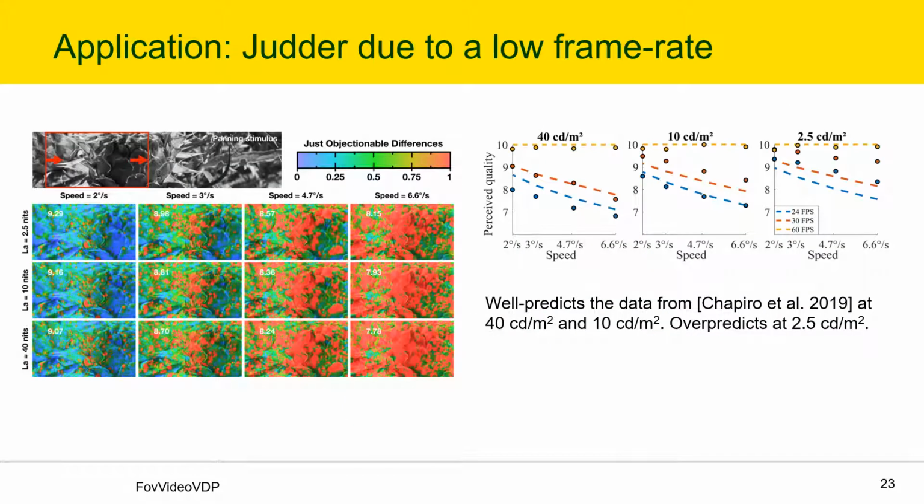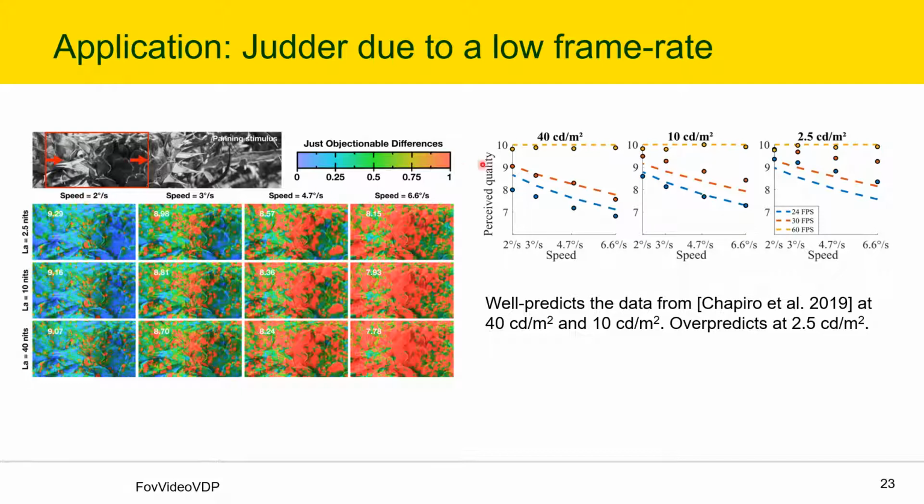We did not want to just show that the metric works well on a data set, but we really wanted to test the metric on practical and useful applications. In the first application, we predict how a low frame rate is causing video to appear juddery or non-smooth. This is based on the data from the paper by Chapiro and his colleagues, in which they pan an image at certain speeds and at certain luminance levels, and then measure the quality of that animation.